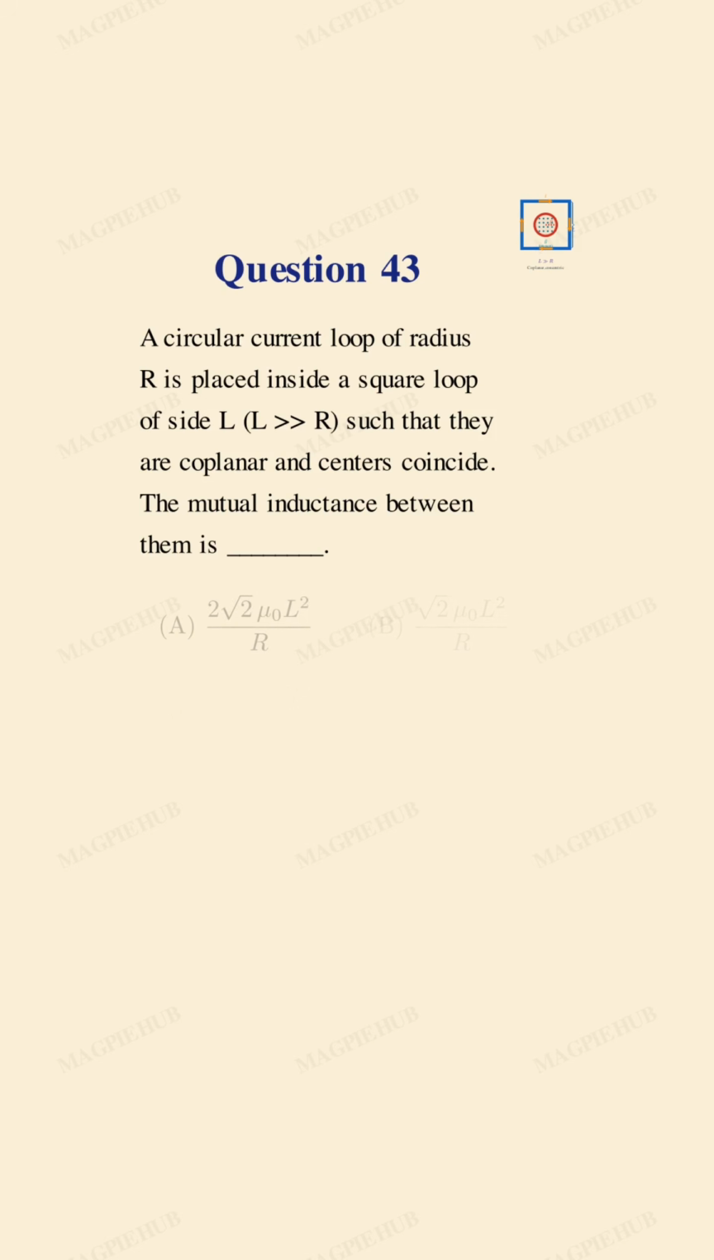The options are A, 2 root 2 mu naught L squared over R, B, root 2 mu naught L squared over R, C, root 2 mu naught R squared over L, and D, 2 root 2 mu naught R squared over L. The key concept is calculating the magnetic field at the center of a square loop using the Biot-Savart law.